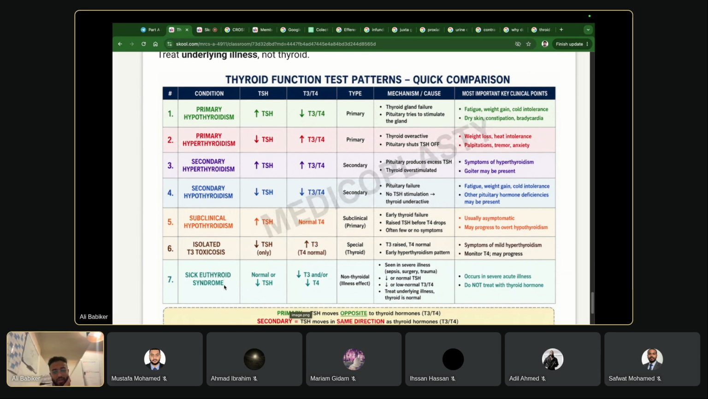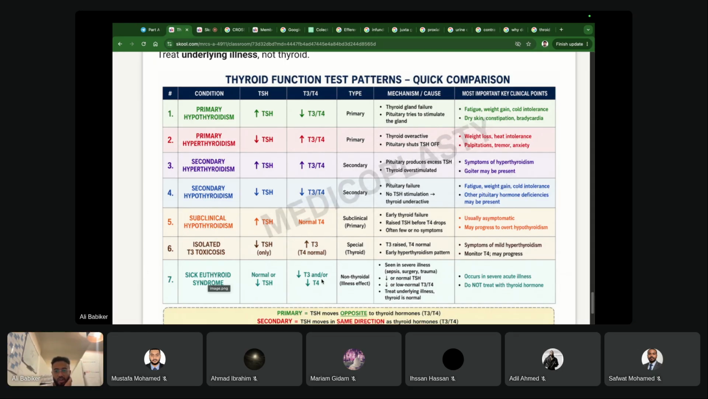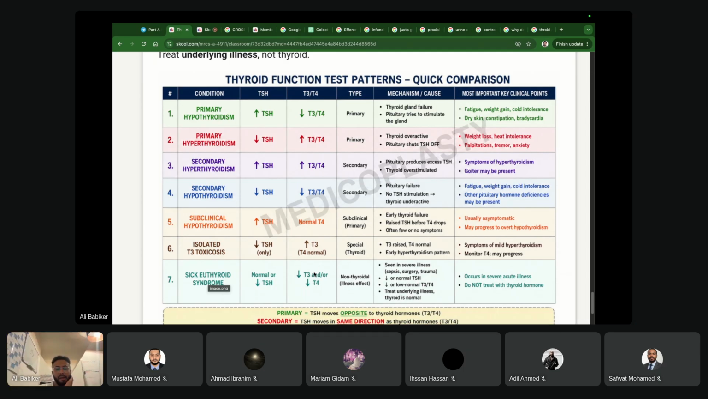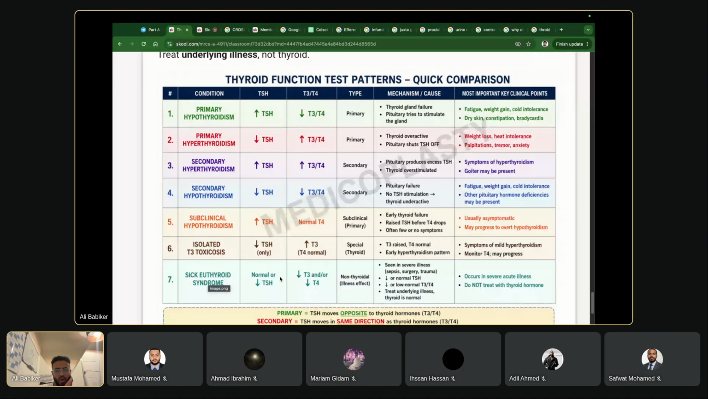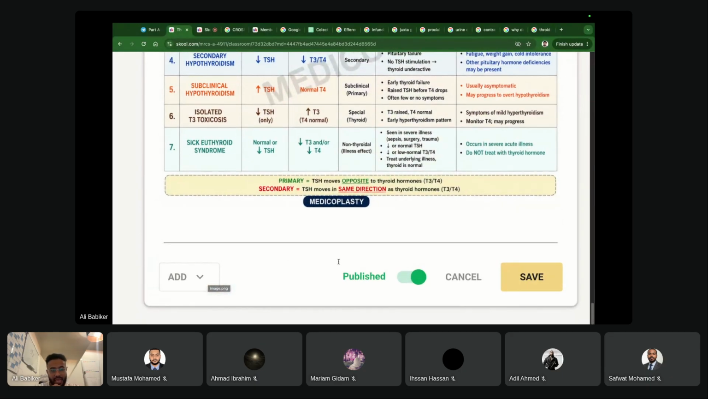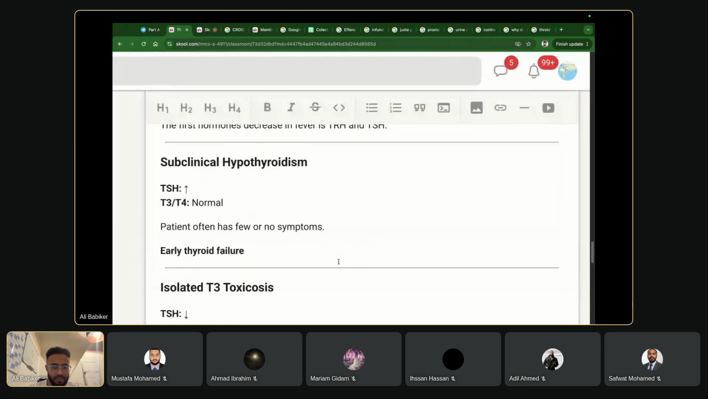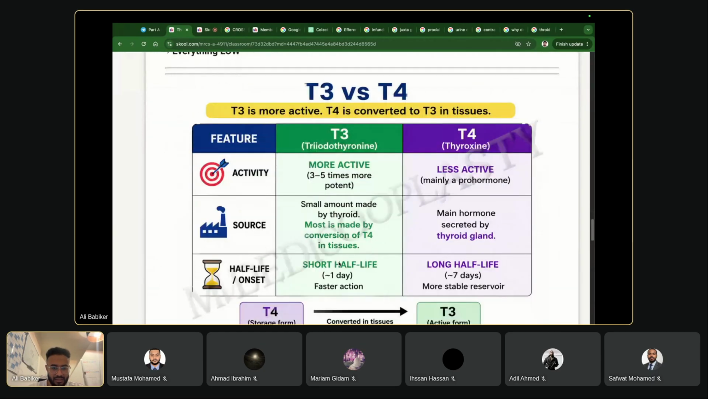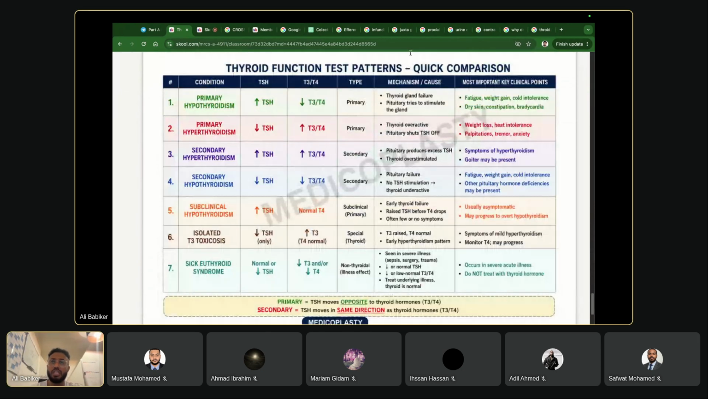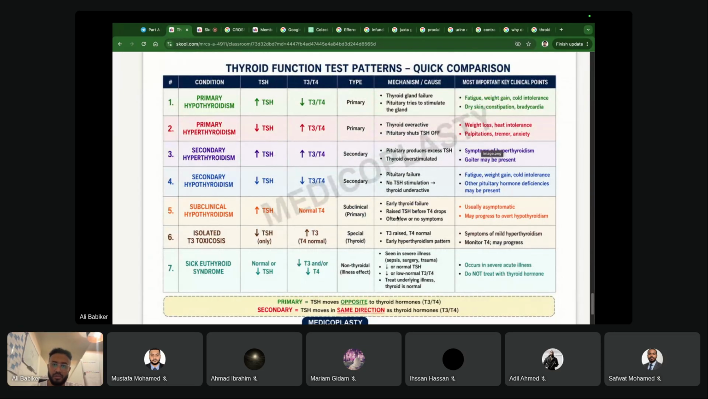So the treatment of sick euthyroid syndrome is treating the underlying cause. Does your patient have sepsis, surgery, trauma? You treat the underlying cause. Your patient will have low T3 and low T4 plus normal or low TSH. Okay. Here, this is just the explanation of each one, and most of it is not that high yield. The high yield is this table. Just focus on this table, please. This table is very important. All right.